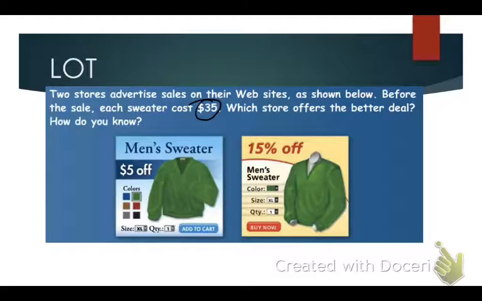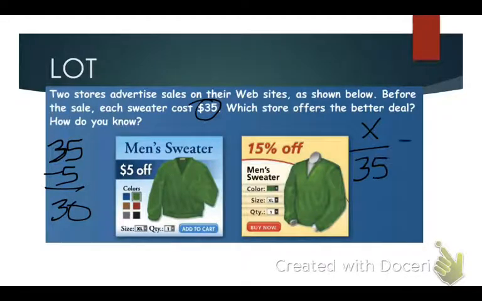So the store on the left here, I have $5 off. So if the starting cost is $35 and they're taking $5 off, their cost of the sweater is going to be $30. My store on the right, however, has 15% off, so I'm going to need to set up a percent proportion. I don't know the amount of the discount, but I know that the whole price is $35. Then I have percent, which is 15 over 100.